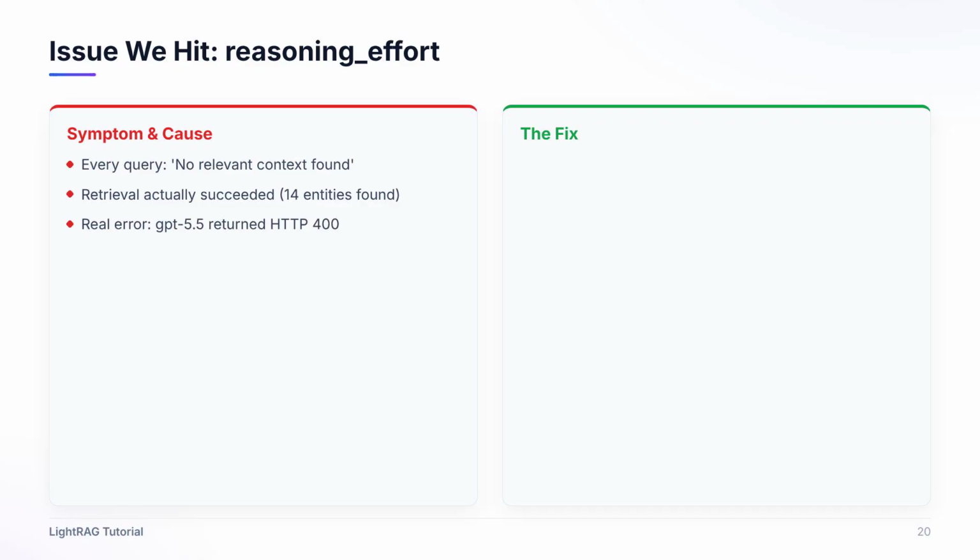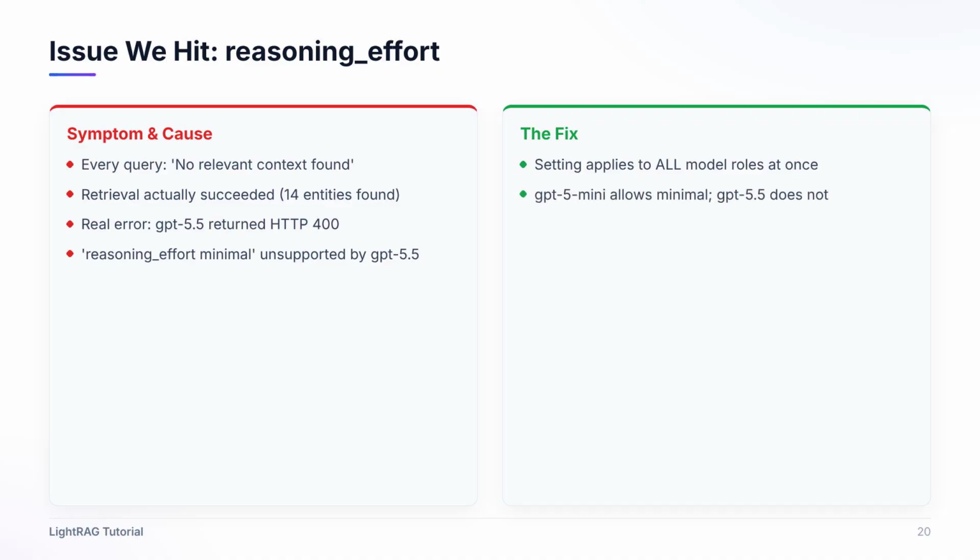GPT-5 returned a 400 because the reasoning effort value minimal is not supported by that model. Since the setting applies to every model role at once, and GPT-5 mini accepts minimal but GPT-5 does not, the fix was to use low, the tier both models share. After that, queries returned grounded answers.